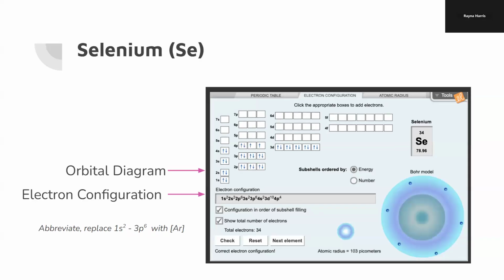So for selenium, I've got 2 examples. You've got 7 to do. With selenium, we go all the way to the 4th shell. It's in the 4th row. So its full electron configuration is written right here. To do the abbreviated, you can replace 1s2 to 3p6 with Ar in brackets. And you can do the same thing for the orbital diagram. You can replace everything from 1s to 3p6 with argon in brackets.